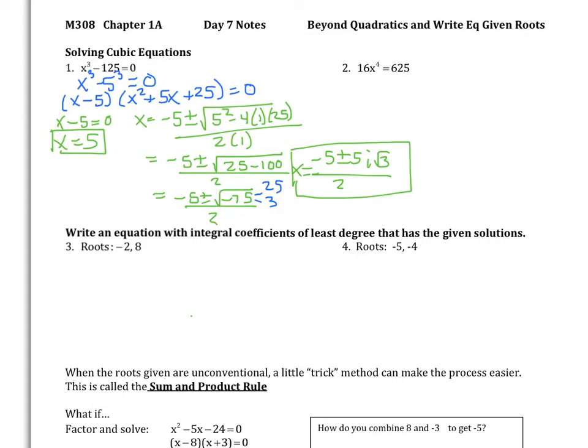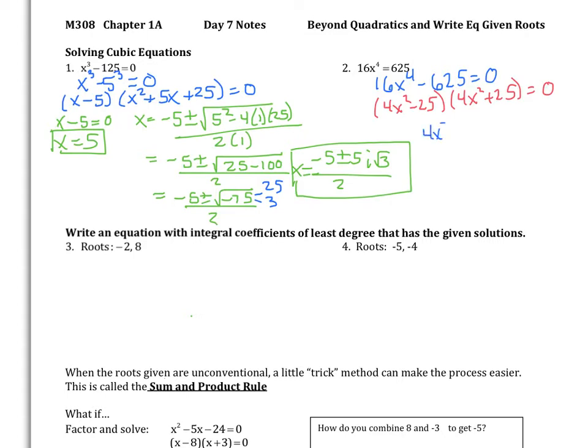Alright, we're going to do something similar with the x to the fourth problem. We're going to start by putting everything on one side so that we can factor. 16x to the fourth minus 625 equals 0. 16 and 625 are both perfect squares. So I'm going to do perfect square factoring, my favorite. So this would be 4x squared minus 25 and 4x squared plus 25. Then I can set each of those equal to 0 and just solve with the square root method.